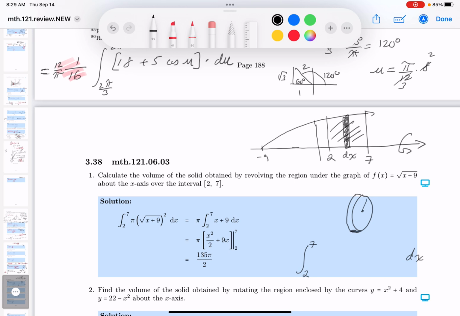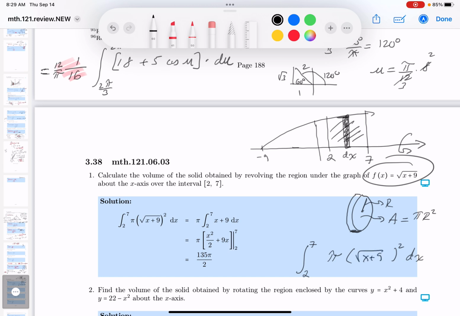Now, what I got to do over here, I got to find the r of this. And the reason is I got to do the area of this over here. And the area is going to be pi r squared. So what you're doing now is you're trying to figure out what the r is, and you're looking at the picture. The r is actually the y-coordinate. What's the y-coordinate? Well, it's right over here, and it's the root of x plus 9.